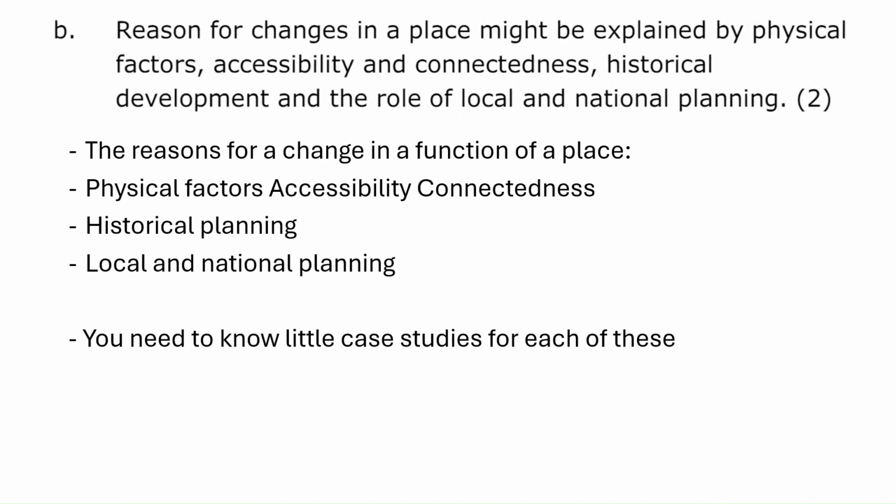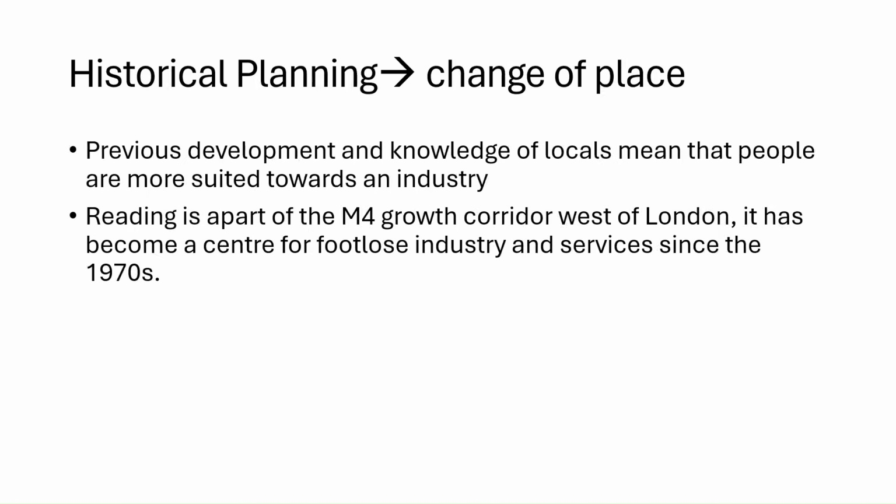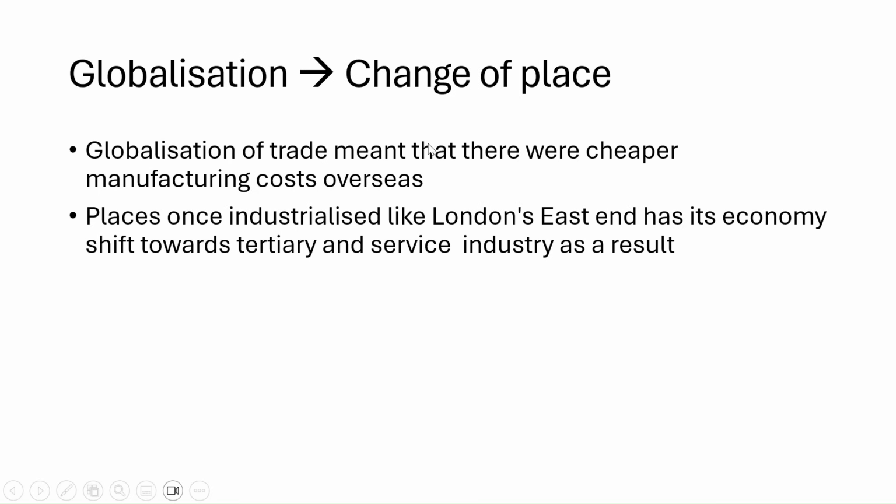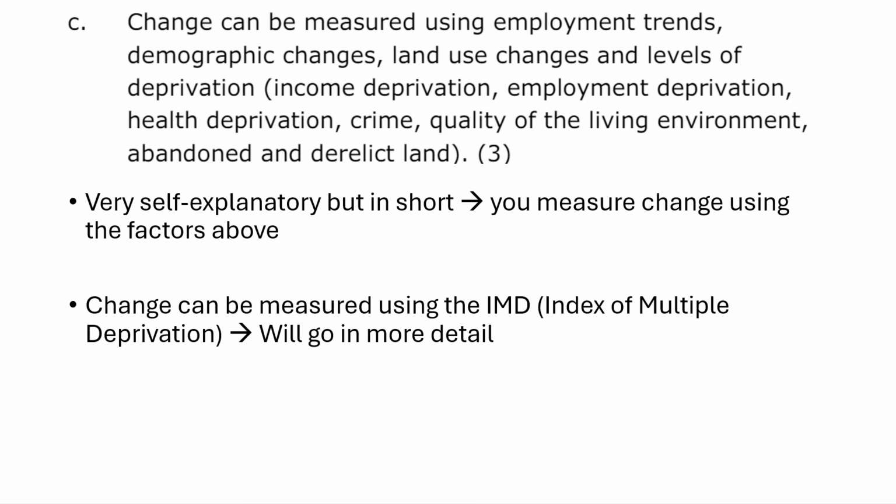And another one I didn't put in here, but you can say globalization can change a place. Think about the global shift in manufacturing, and the globalization of trade meant that there were cheaper manufacturing costs overseas. So a key term you can use is the global shift in manufacturing towards Asia. Places once industrialized, like the east end of London, had their economy shift towards the tertiary and service industry as a result. This can be applied to places like Newcastle as well, which had to shift towards a new industry or sector because of globalization and the cheaper cost of manufacturing overseas.